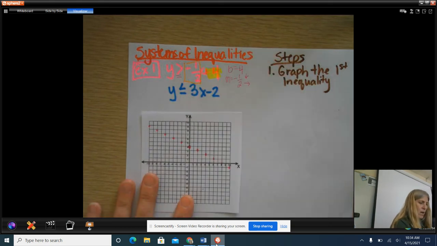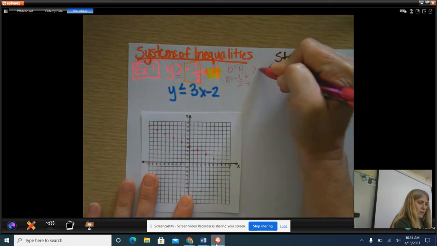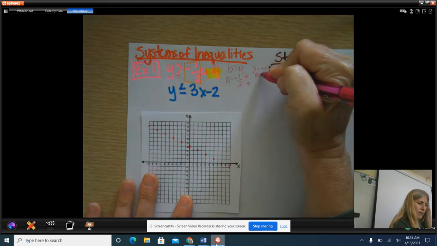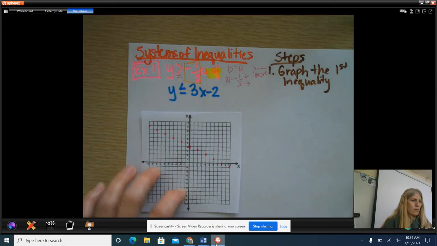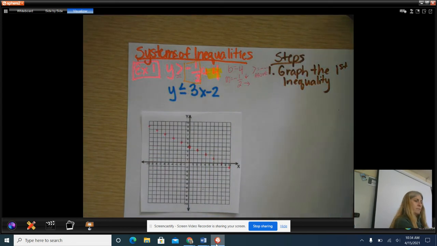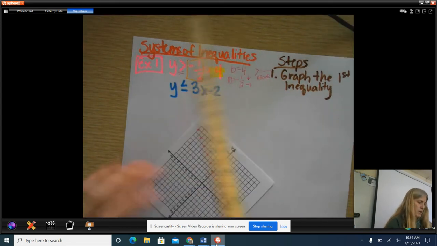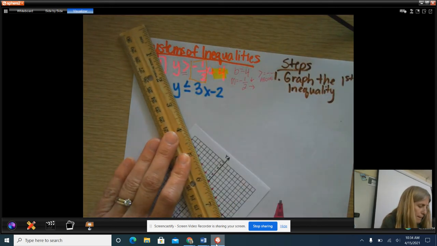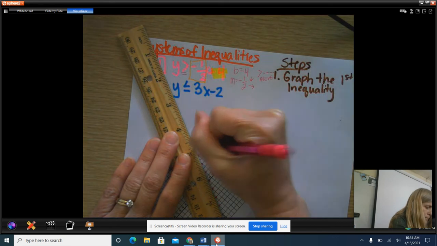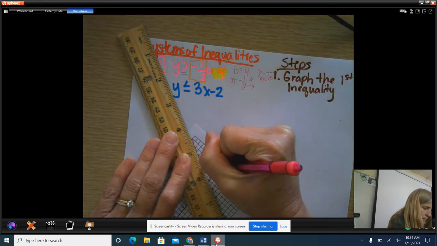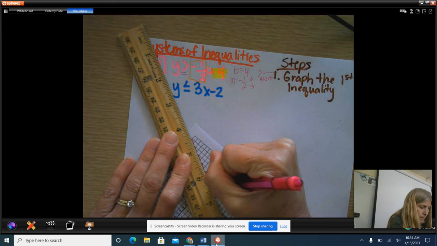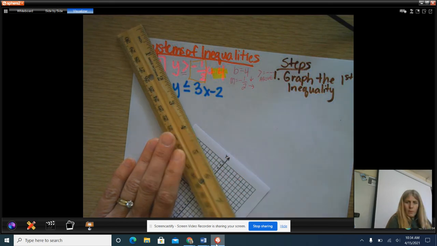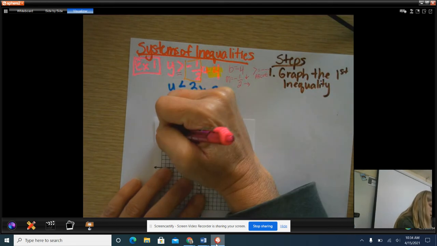It's greater than. So our greater than tells us it's going to be a dashed line, and greater than means we're going to be shading above. So we're going to use our ruler. Always use your ruler. And we are going to do a dashed line. We're going to put our arrows at the end of both edges.